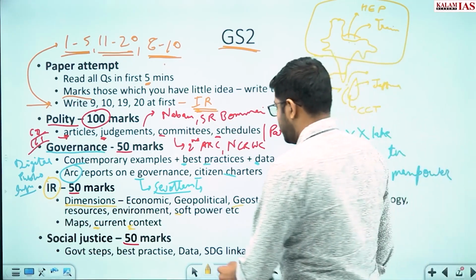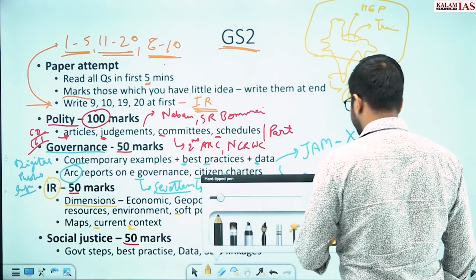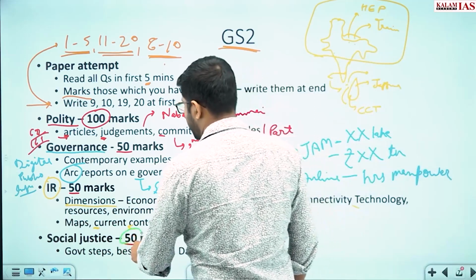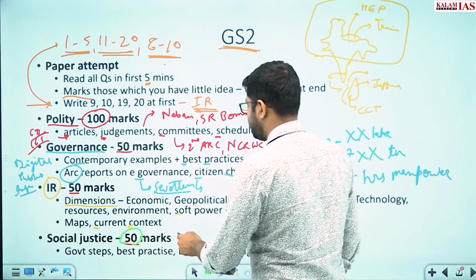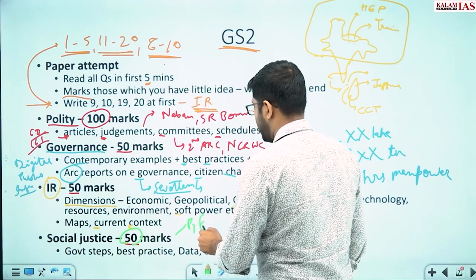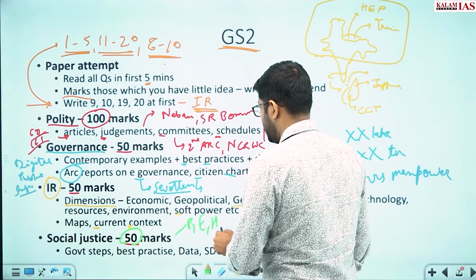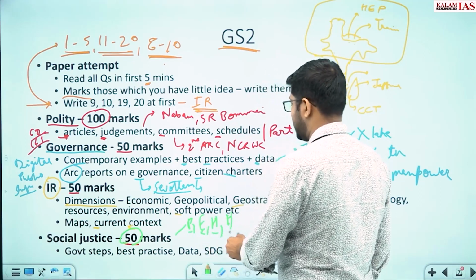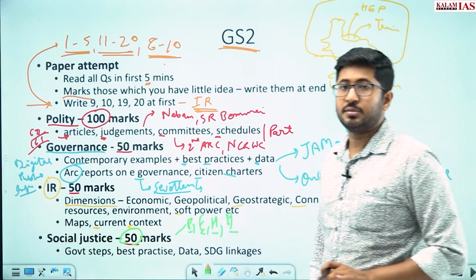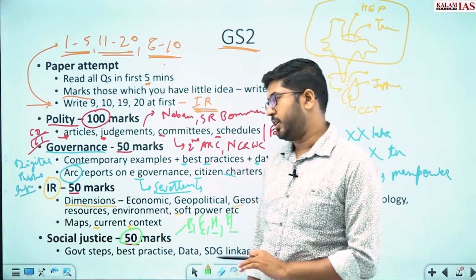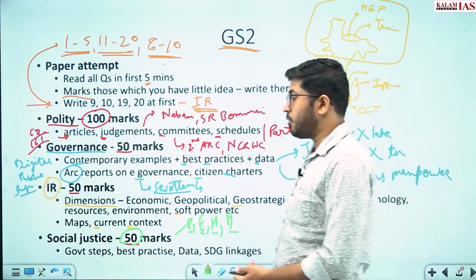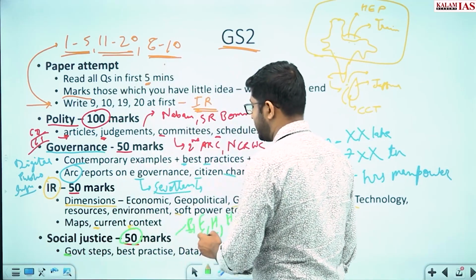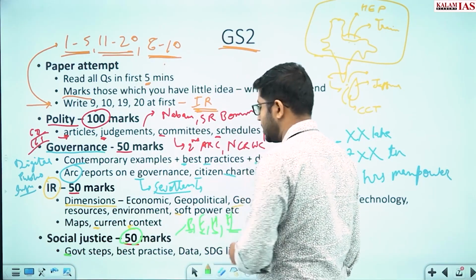And then the last part is social justice. Social justice is also approximately 50 marks. In this we have 4 topics: poverty, hunger, education, health. The social justice part is more or less confined to these 4 topics. So here government steps become very important: what the government is doing to remove poverty, or improve health, education, or hunger.